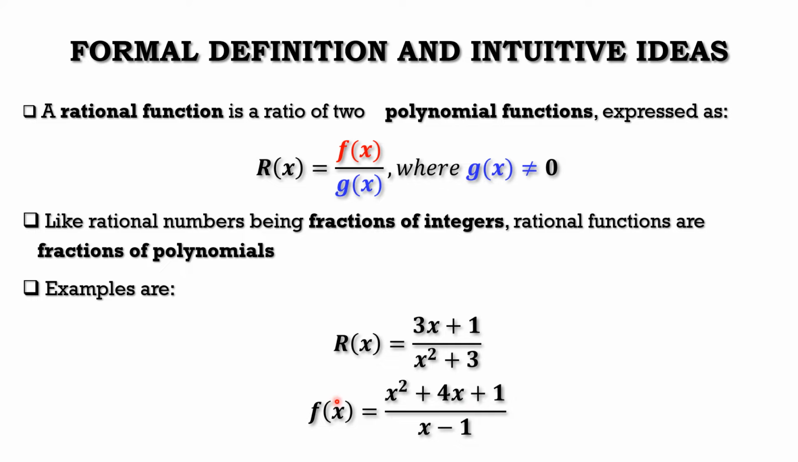Now, we also have another example. We have r of x equal to x squared plus 4x plus 1 divided by x minus 1. This is another example of rational function. That is a function in the form of a fraction where the numerator is a polynomial function and the denominator is also a polynomial function. So the numerator here is a polynomial function and the denominator is also a polynomial function.